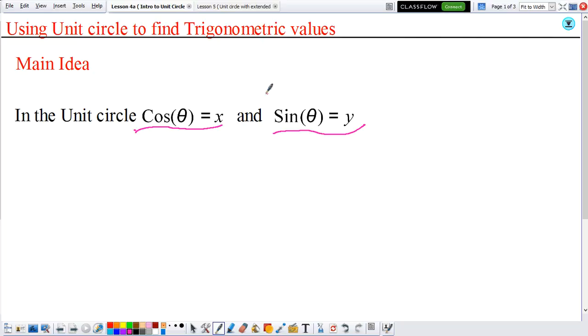Now, we have not seen the unit circle yet, and that's on the next slide, but I want you to remember that when we're looking at cosine, we're looking at the x-coordinate, and when we're talking about sine, we're looking at the y-coordinate in the unit circle, which we will see on the next slide. So in the unit circle, cosine is x, sine is y. So now, what is the unit circle?